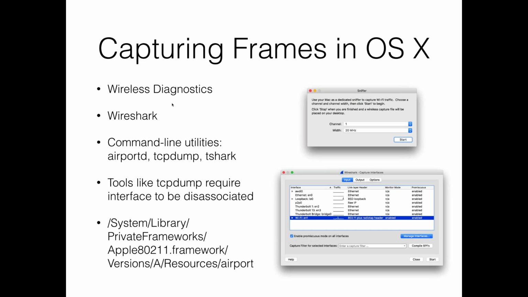Some tools like tcpdump require the interface to be disassociated, and this is because of this. So Wireshark, for example, and wireless diagnostics will disassociate the network interface for you, but tools like tcpdump, you have to do it manually. And to do that, you have to use this little command line tool called airport, which you can find under System Library, blah, blah, blah. You can find it. You can see the path there.